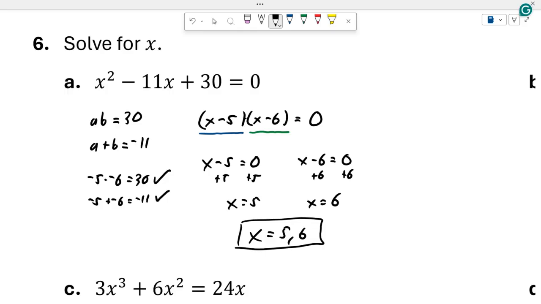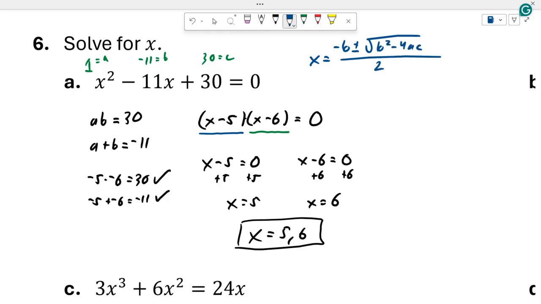Now the quadratic formula always works, but you need to know it, and you need to be able to use it. So just as a real quick note, in this equation, our a value, our leading coefficient, is 1. Our middle term is negative 11, and our constant is 30. So this would be our a value, this would be our b value, and this would be our c value. And in order to use the quadratic formula, you need to know x equals negative b plus or minus the square root of b squared minus 4ac, over 2a.